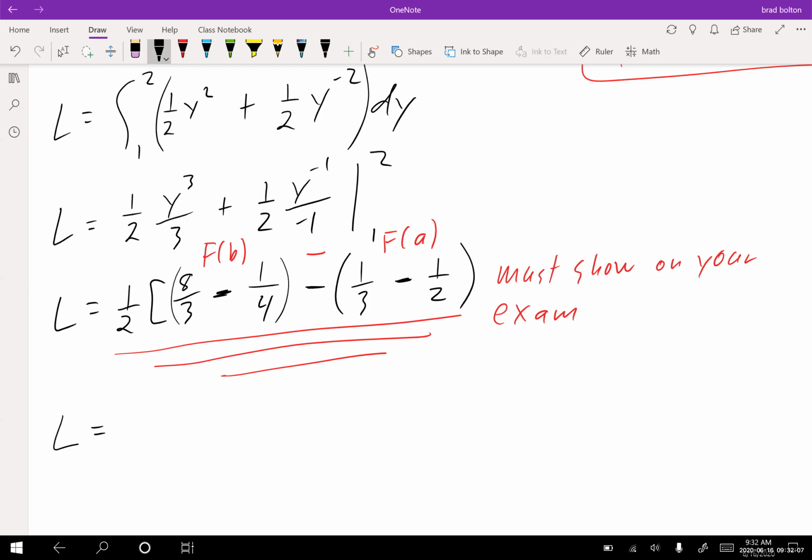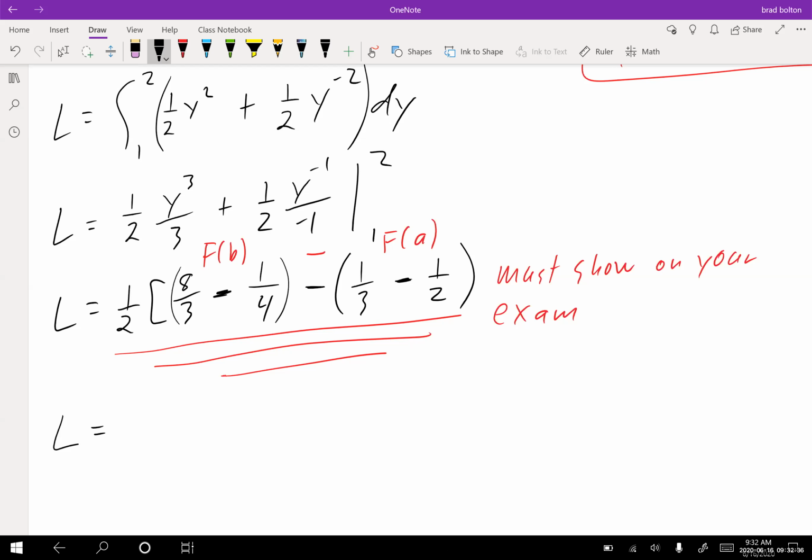I'm going to take my calculator and I'm just going to do 8 divided by 3 minus 1 divided by 4. Hopefully I didn't make any mistakes. That'll be 29 over 12 minus 1 divided by 3 plus 1 divided by 2. And that's 31 over 12 times 1 divided by 2. And I get 31 over 24.